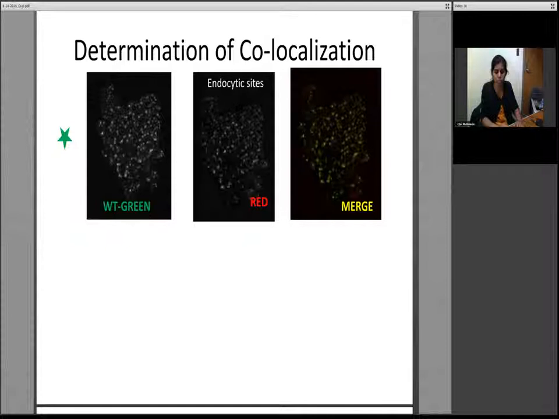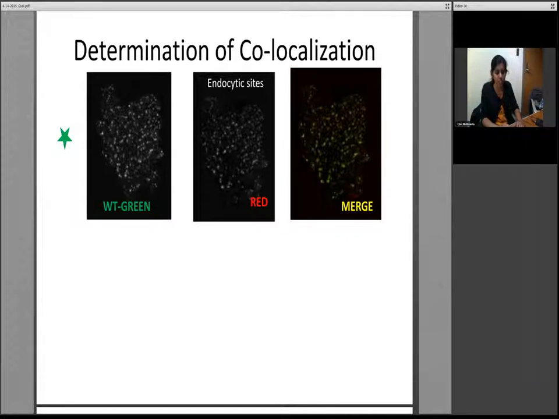Here you can see a merged image where both the red and the green come together, and wherever they overlap you can see a yellow color. For example, with the wild type, you can see that almost 100% of the red dots are occupied by the green dots.